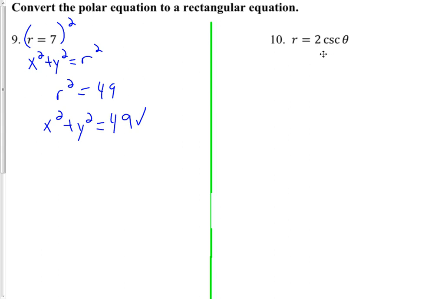R is 2 cosecant of theta, which is the same as r is 2 over sine of theta, but now we want to have it so that we have r sine of theta. So we're going to cross multiply by sine on both sides to get r sine of theta is 2. R sine of theta is y. So then we get y equals 2.